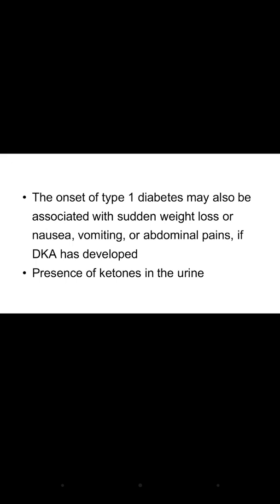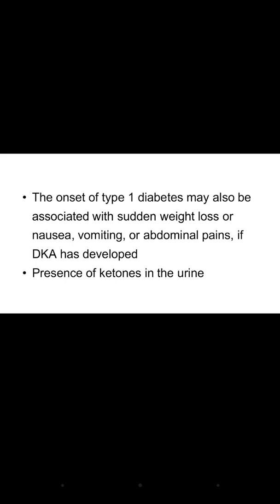So I told you the reason behind polyuria, polyphagia, and polydipsia. Apart from that, we also discussed some signs and symptoms. But in type 1 diabetes, at the onset when it starts, there is sudden weight loss, nausea, vomiting, and abdominal pain if diabetic ketoacidosis has developed.